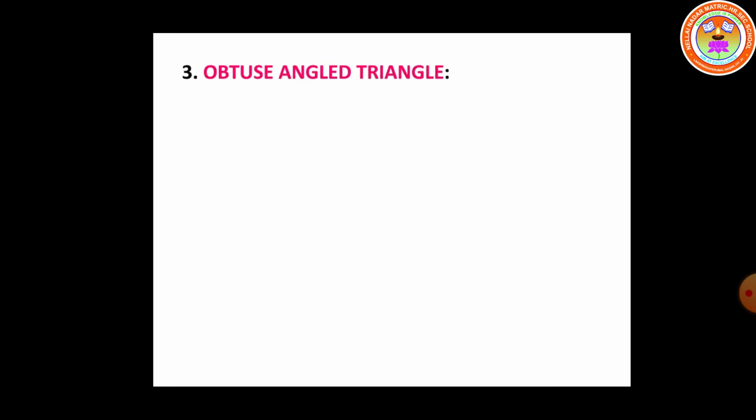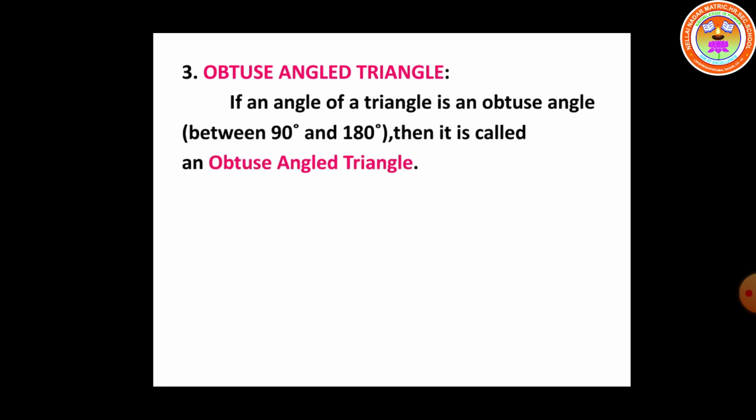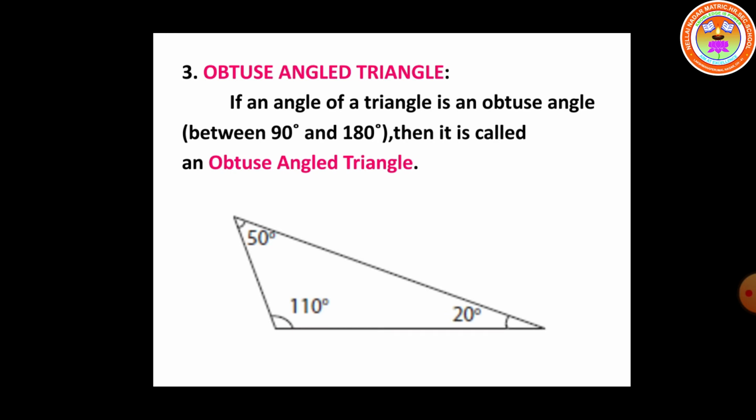Next one, third one, obtuse angled triangle. If an angle of a triangle is an obtuse angle, that is lies between 90 degree and 180 degree, then it is called an obtuse angle triangle. For example, you see 110 degree is greater than 90 degree. Therefore, it is obtuse angled triangle.